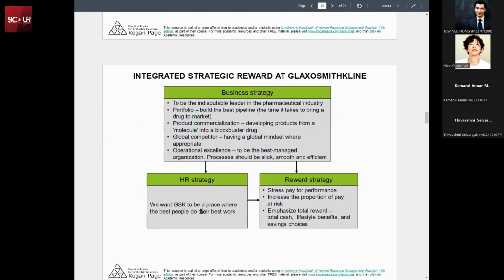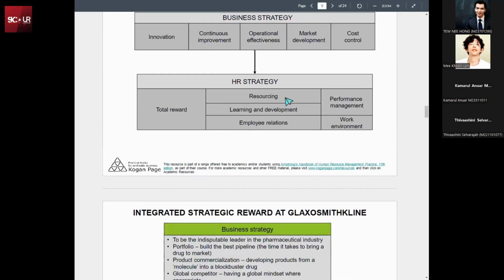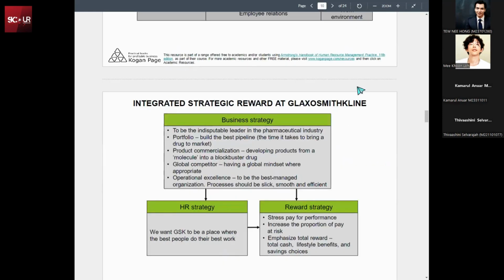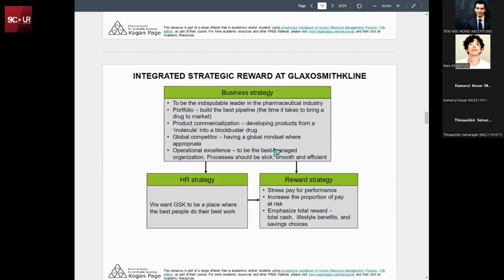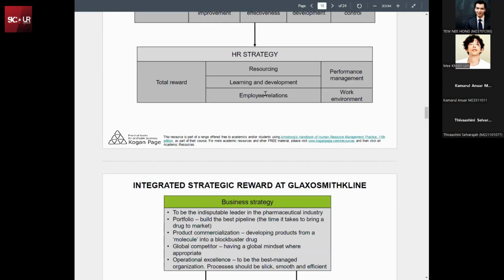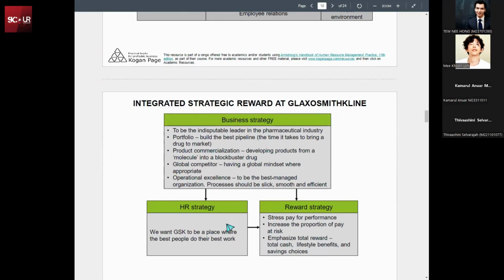And for HR, they want GSK to be a place where the best people do their best work. So they must focus on resourcing, learning and development, and employee relations, to have the best work environment. To get the business strategy and HR strategy, they must focus on employee relationships, because I think this company has a good reward strategy system. That's why in the HR strategy, they only want people to do their best work and have good performance. So the reward strategy they put is to stress pay for performance.